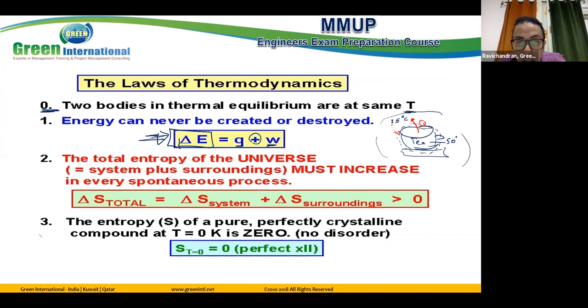The second law of thermodynamics measures something called entropy. Entropy, actually, is not easy to define. Entropy is something related to the randomness or disorder of the system. Okay, the randomness of the system, or disorder. Just imagine with me any system.